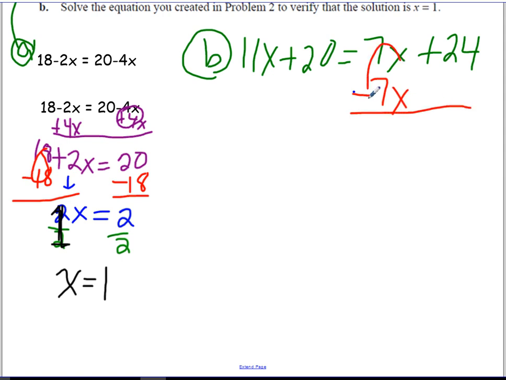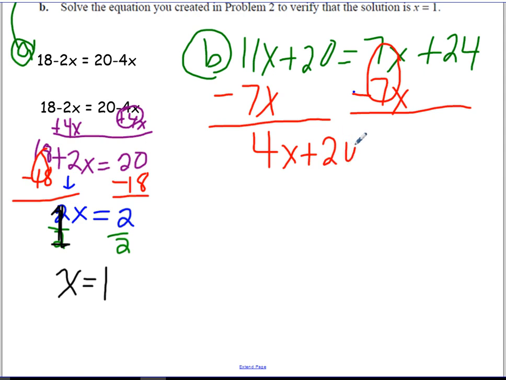So again, 7 minus 7 will zero out. But in order to do that, we have to subtract 7 x's from the left-hand side as well. So 11 minus 7 leaves us with 4 x's. And we'll bring down our plus 20. We didn't do anything to change that. And that equals, our x's are now gone. So we only have 24 on the right-hand side.